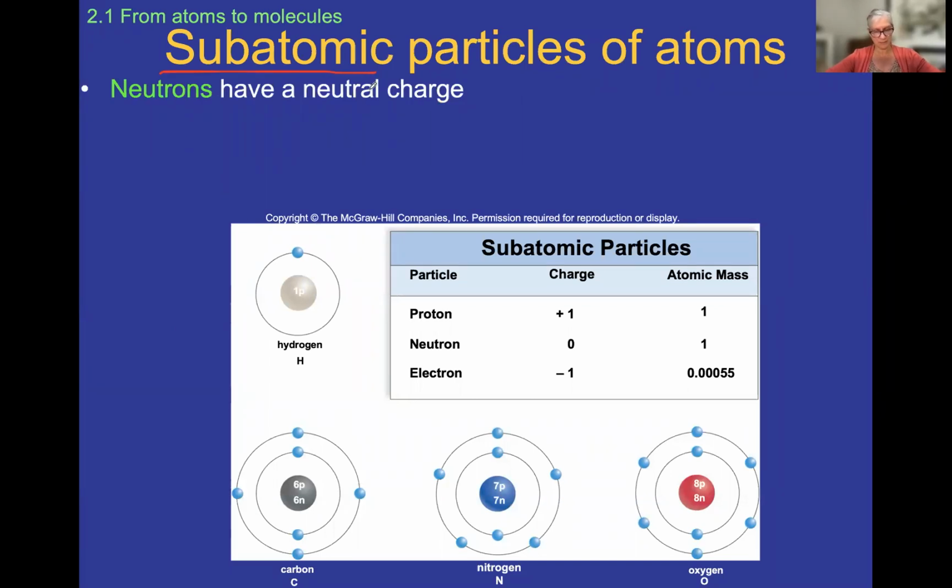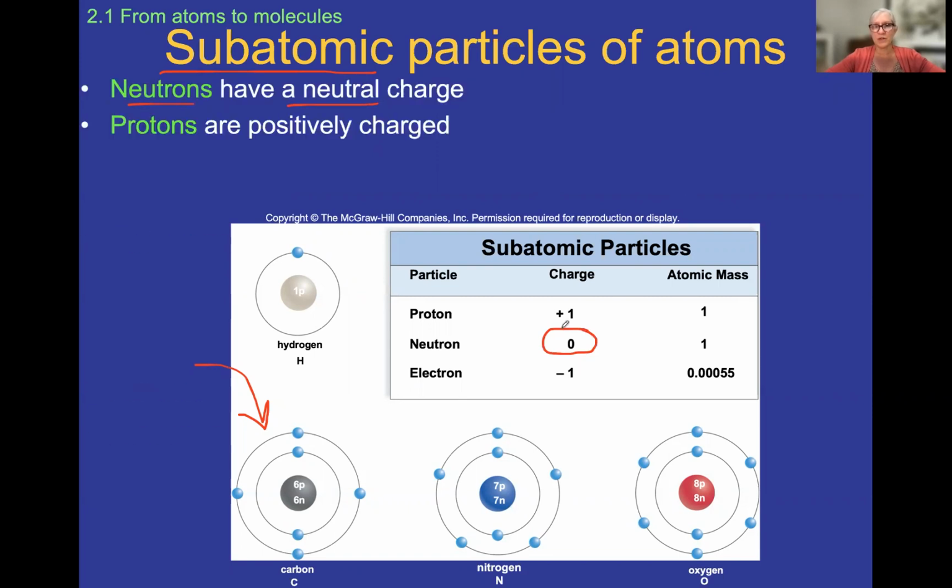So on your outline, just describe the structure of an atom. Let's look at carbon down here as an example. Atoms will have protons, neutrons, and electrons. A neutron is neutral, so we won't represent it with a charge at all. Neutral, 0 charge.